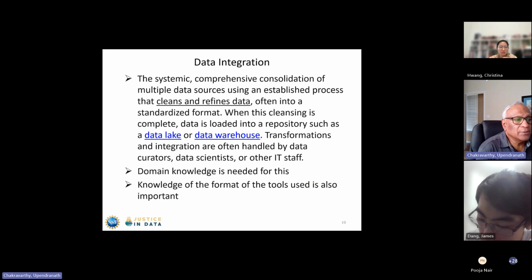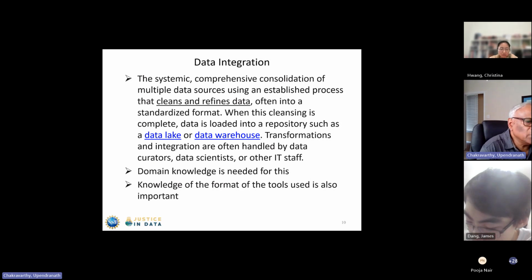For cleaning and refining data, you can use any of the ETL tools that we mentioned earlier: extract, transform, and load. There are a lot of different tools available with different capabilities. They can be used as part of this data integration. Data is often consolidated into a standardized format. When this cleaning is complete, data is loaded into a repository such as a data lake or a data warehouse. Transformations and integration are often handled by data curators, data scientists, or other IT staff.